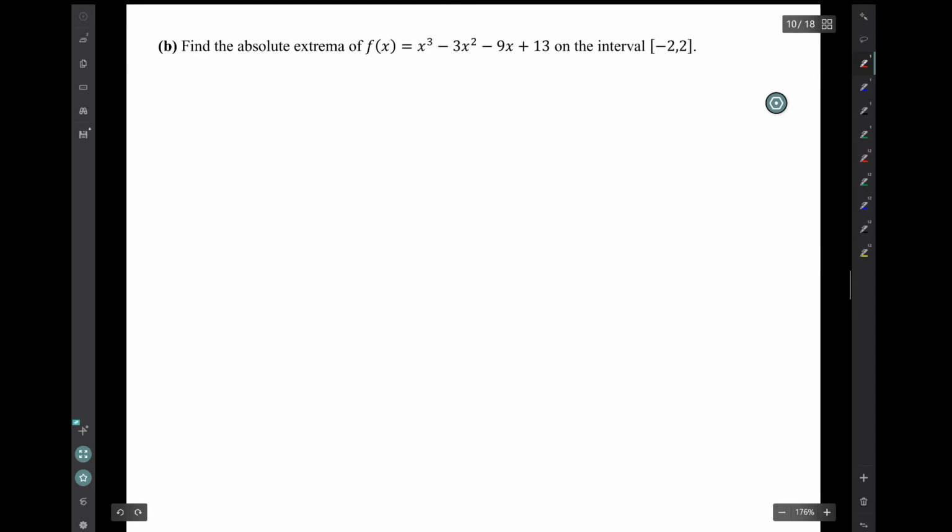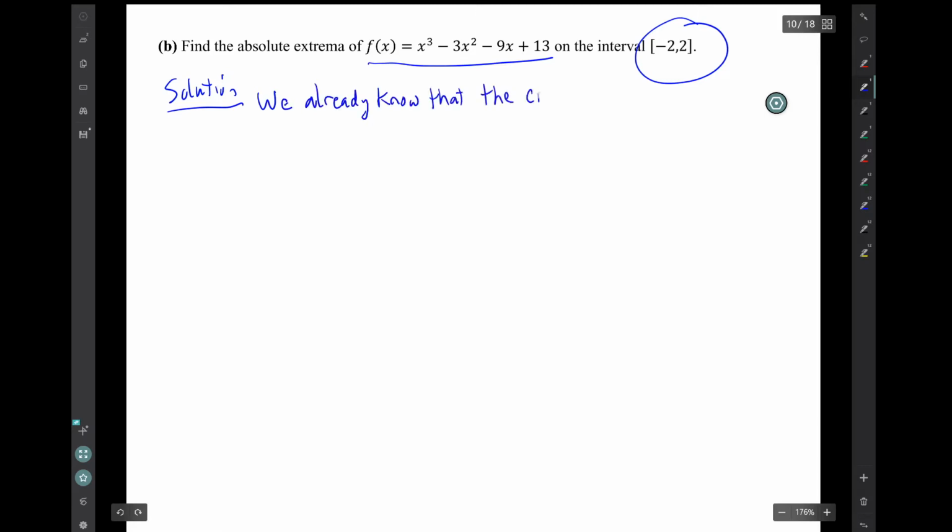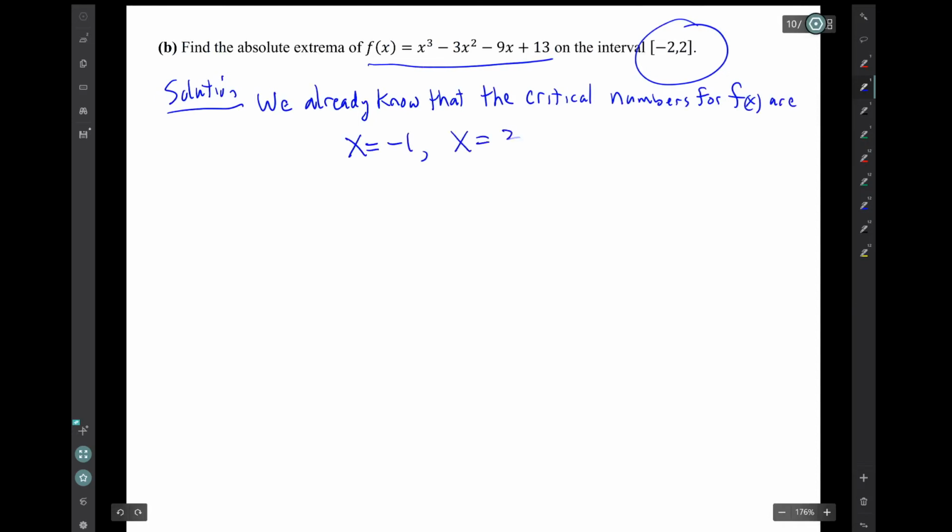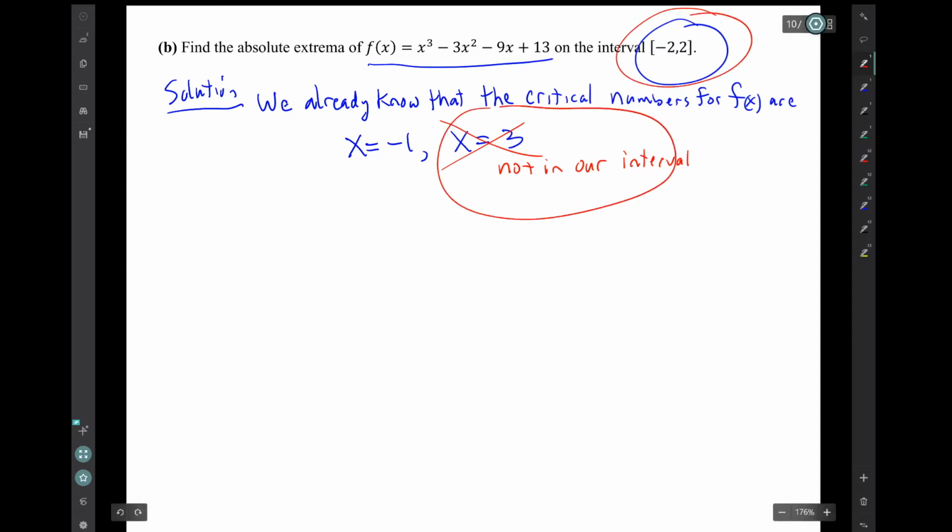Let's go on. Question B. Find the absolute extrema of the same function on the interval -2, 2. So we already know the critical numbers. They are x equals -1 and x equals 3. But for this question B, with this interval, this critical number is not in our interval, so we're not interested in that critical number anymore. So now let's make our list of important x values.